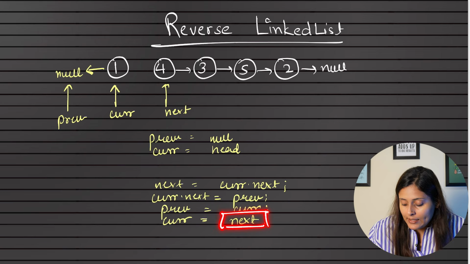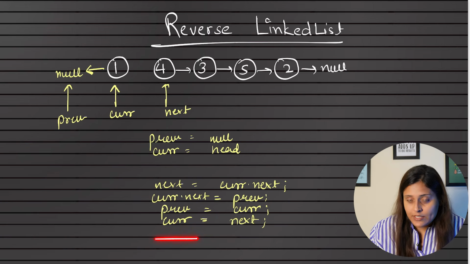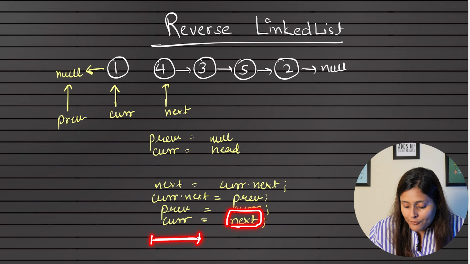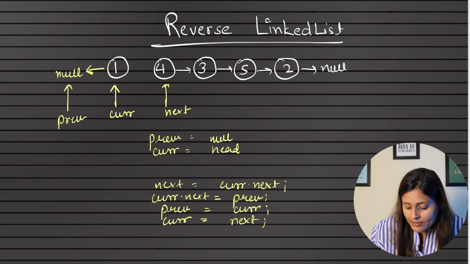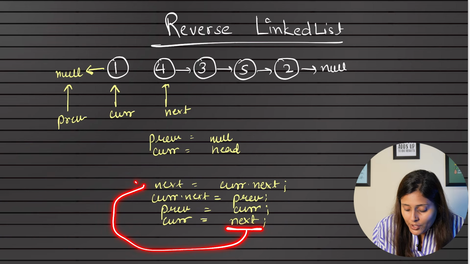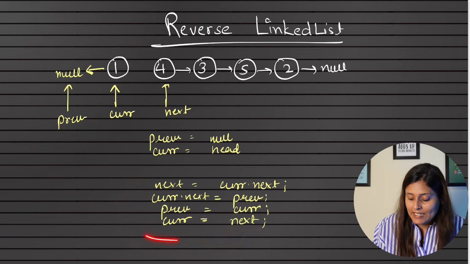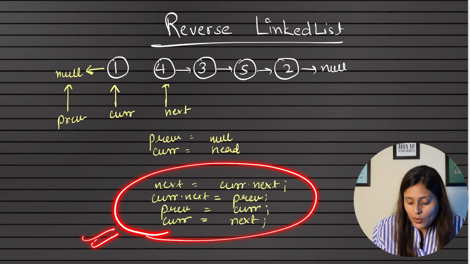Now if you are thinking the next value has been inserted, so next time we have to fill this next variable. So see, that's what we are doing at this line. So can I say this is the entire code which will reverse our whole linked list?